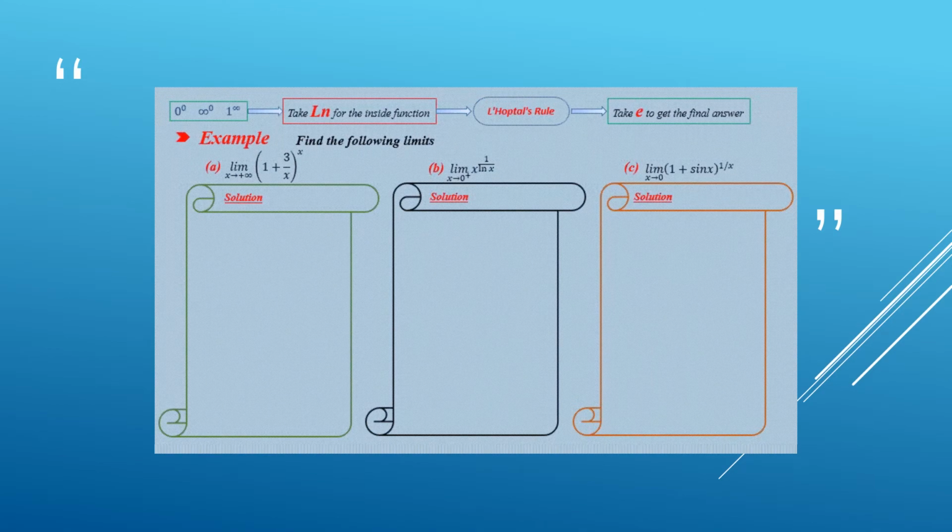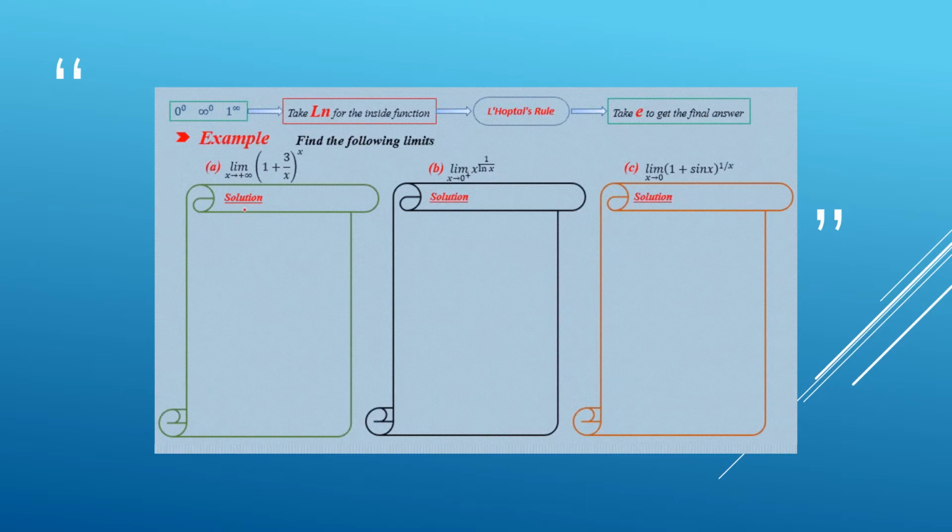Hi everyone, in this video we will take another indeterminate forms. We have 0 to the 0, infinity to the 0 and 1 to the infinity. In these three cases you have to take the ln for the inside function. After that you have to use L'Hopital's rule, and to get the final answer for the original limit you have to take e to the answer you have to get the final answer of our limit.